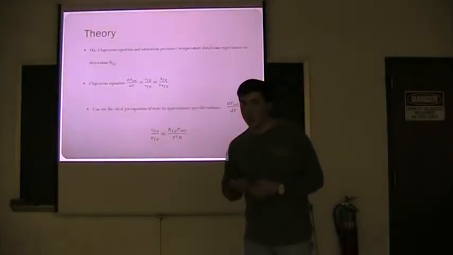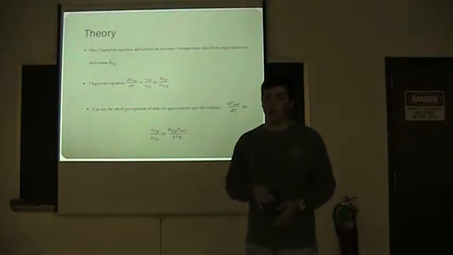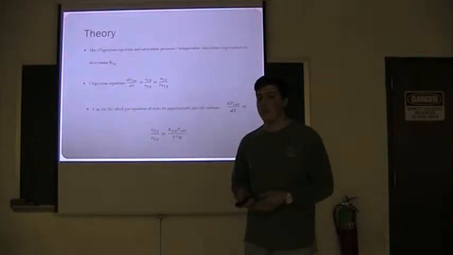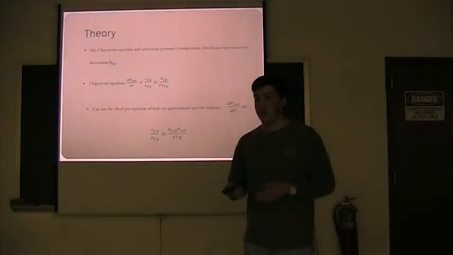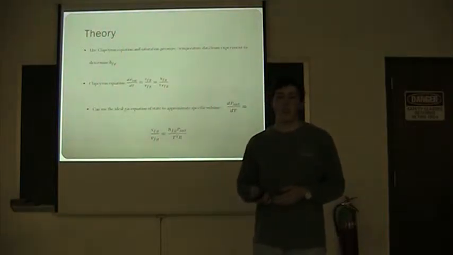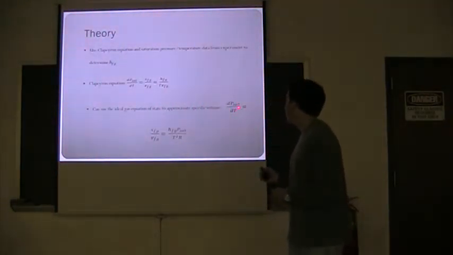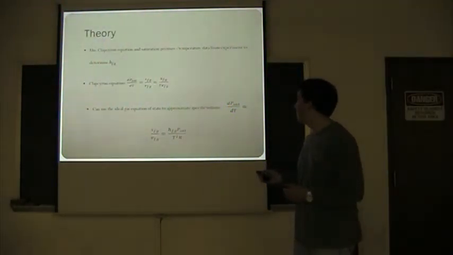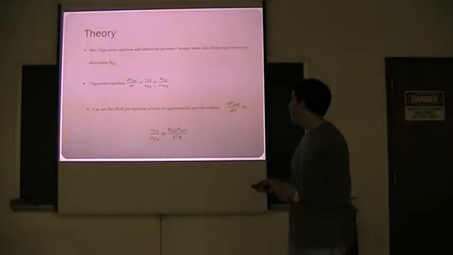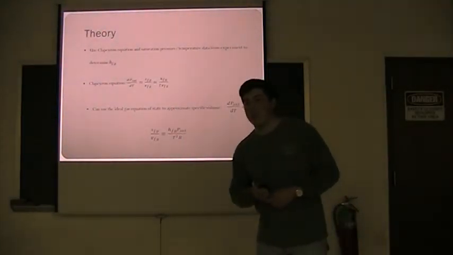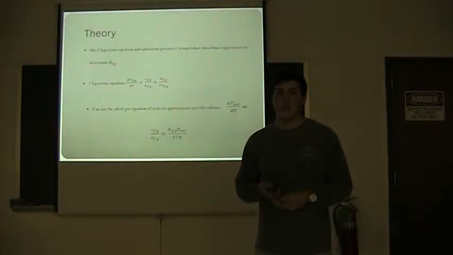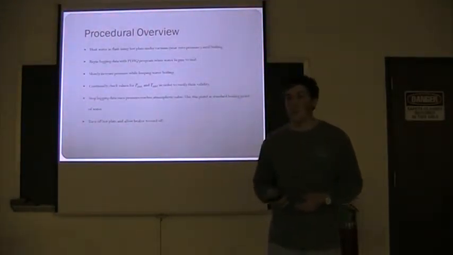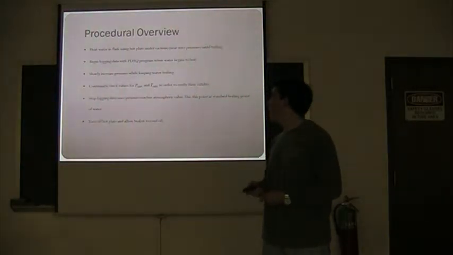But since we don't know the specific volume when we get our data in our tables, we're going to approximate the specific volume using the ideal gas equation of state. That would give us this: the change in saturation pressure over the change in saturation temperature is equal to the enthalpy of vaporization times the saturation pressure, over the saturation temperature squared times the gas constant of steam.